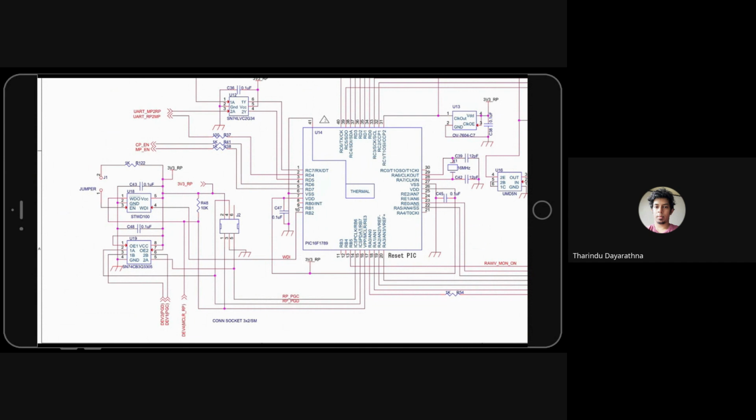Then we have the VSS, that is the ground, and VDD, that is the 3.3. And these pins are not used. If you want, you can use them. And then we have something called WDI.